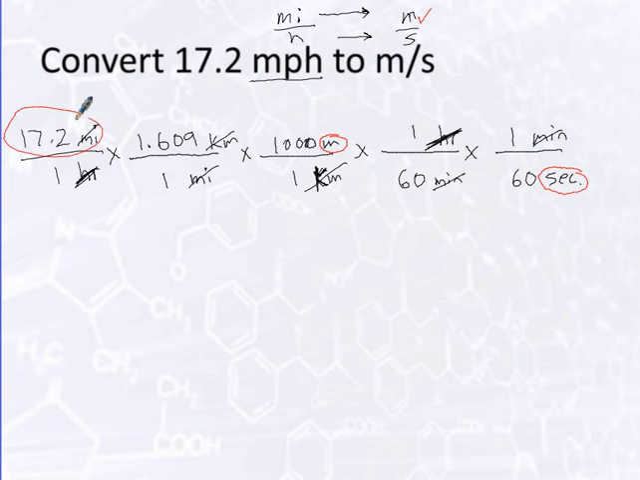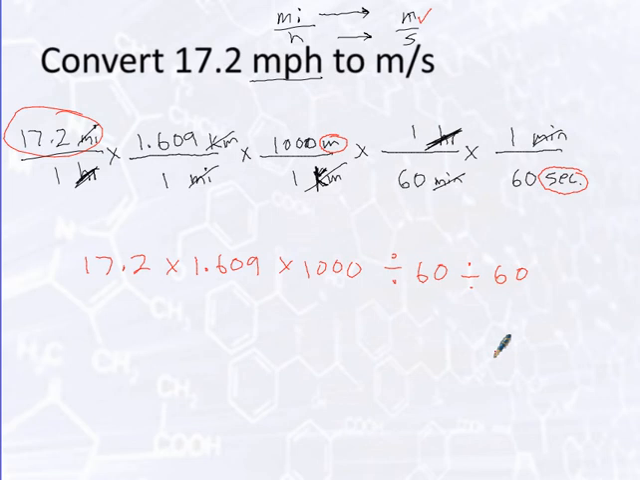So how do I solve this? Well, I plug in 17.2 in my calculator, and I just move right on down the conversion factors, and if it's something on top, I multiply, something on the bottom, I divide. I look at 1.609, it's on top, so I multiply. I move on down to the next conversion factor. It's thousands on top, so I multiply. Move on down, 60's on the bottom, so I divide. And go to the next one, 60's on the bottom again, and I divide by 60 one more time.